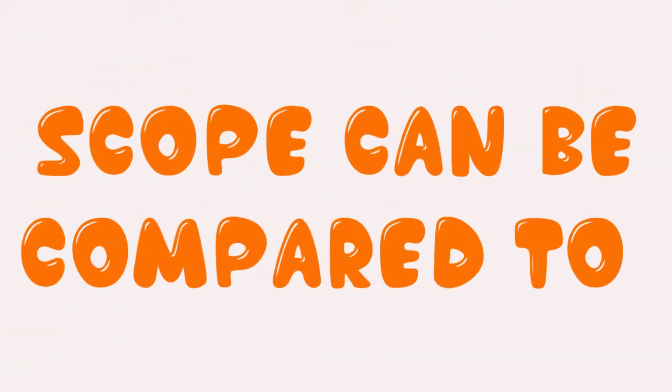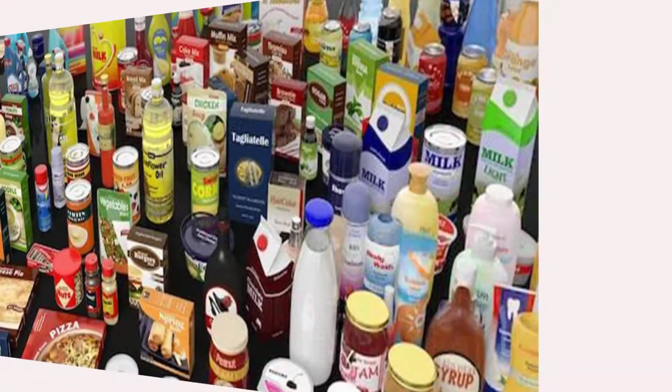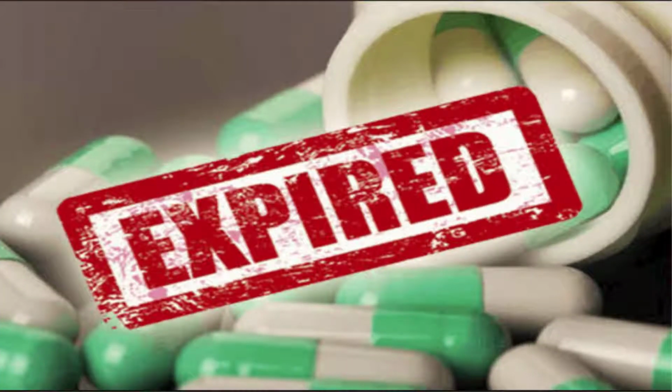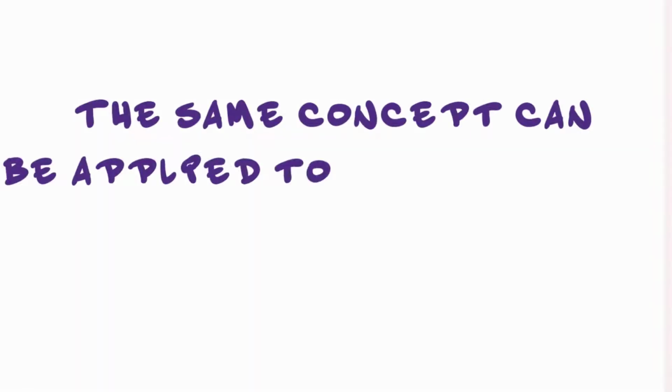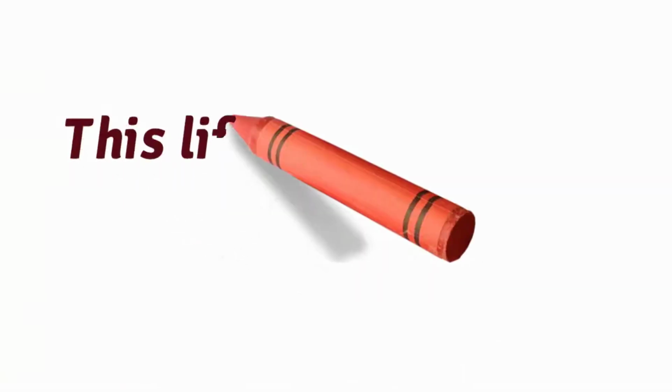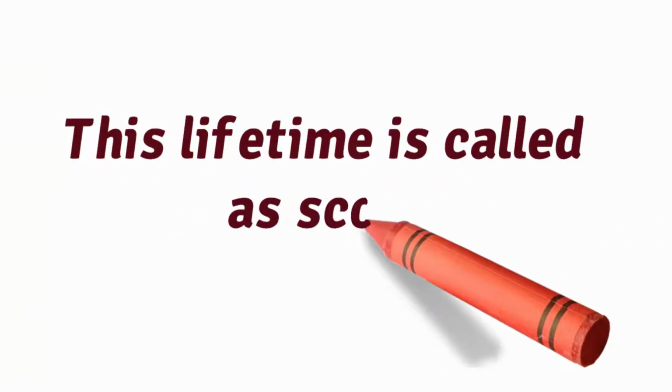This can be compared to, just think you are buying an eatable in a pack or medicine. It will have an expiry date. It means how many days you can keep that pack and it is safe to eat. Once the expiry date is over, we just throw it. So its lifetime gets over and we cannot use it any longer. So the same concept, the lifetime, applies to programming too. This lifetime is called scope.